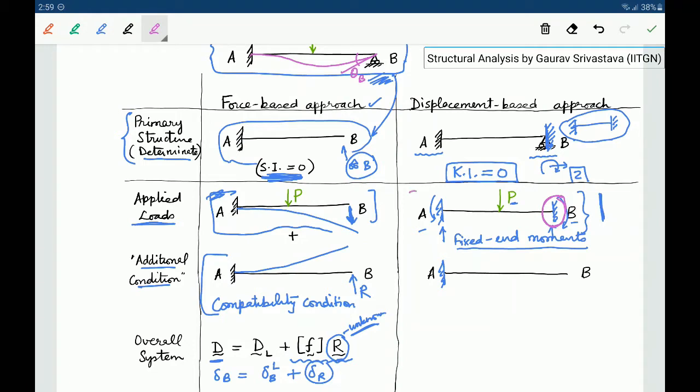So now, for the fixed structure to become equivalent to the original structure, we need to consider a possibility where we rotate, let's say, the joint at B by an angle of theta B, and this theta B is of course initially unknown, right? And we allow this type of deformed shape, right? So then what we can say is that when we add these two by superposition, we will recover the original structure, right?